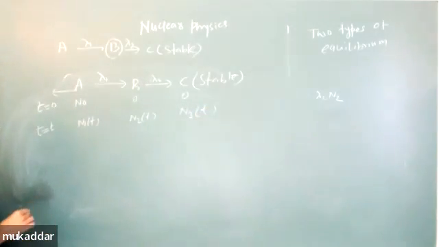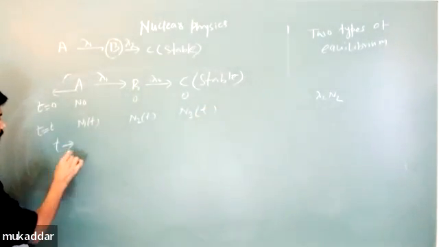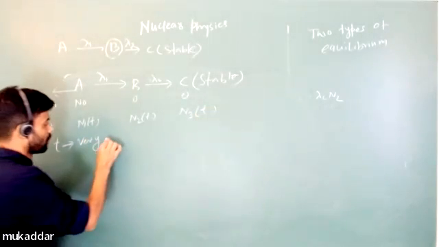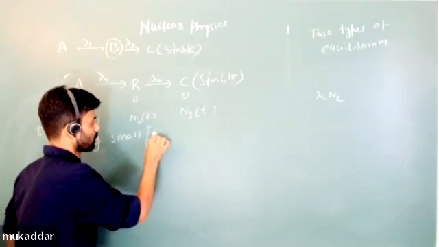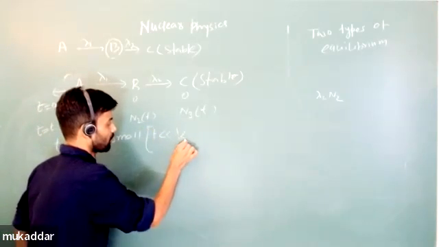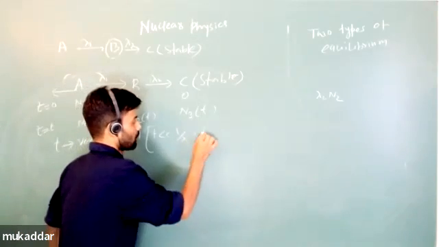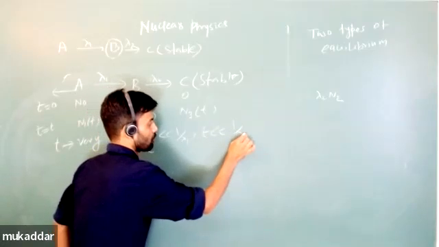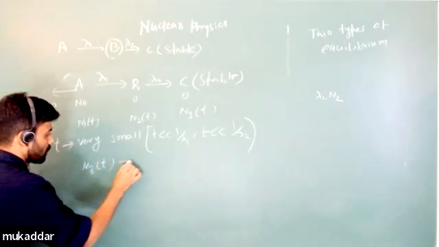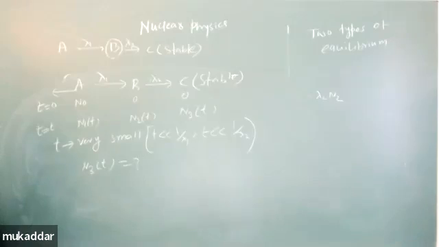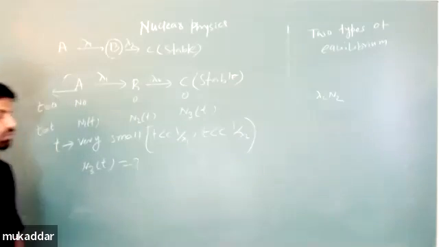Now, if t is very small, you can say t is much smaller than 1 by lambda 1, and also much smaller than 1 by lambda 2. Then you have to calculate n3 t. Sir, what is written in the bracket? t is very much smaller than 1 by lambda 1 and 1 by lambda 2.